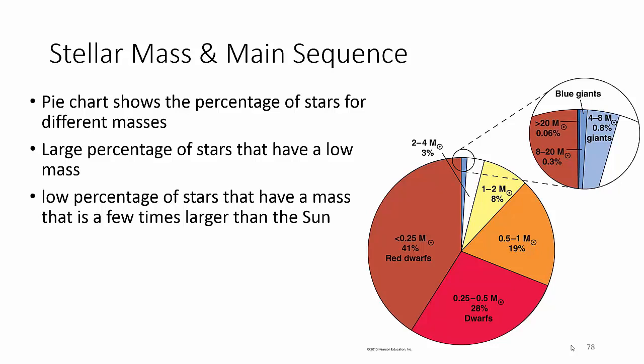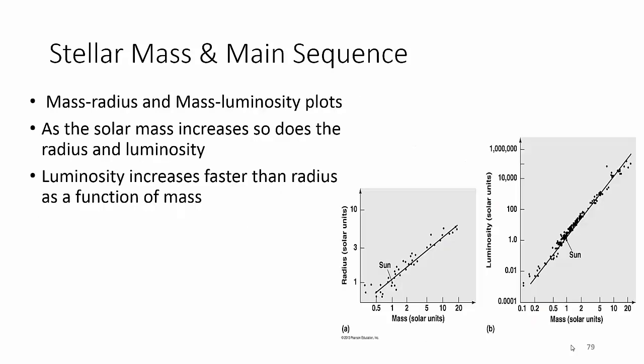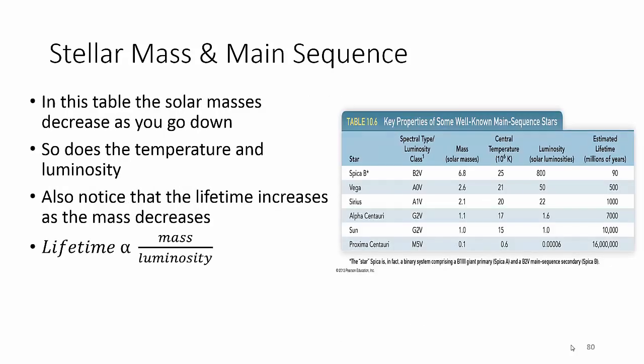Okay, so not the HR diagram, right? This is actually radius versus mass and luminosity versus mass. And you'll notice the sun is at 1 because it's solar units. So the sun is 1 for everything. But basically this says as the mass increases, so does the brightness. That's all it's saying. So this is another table from your book. Gives you some stars, classifications, and so on.